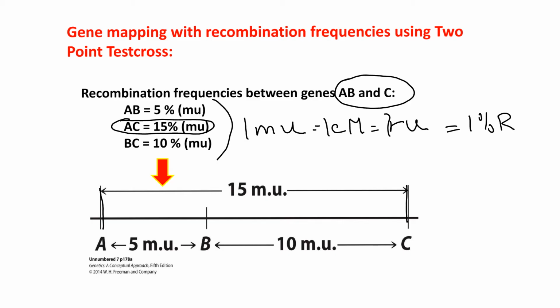Now, since you know that A and C are outside, B must be in between them. And you look at the relative distance between A and B and C, and you see that gene B is 5 map units from A, and it is 10 map units from C. So because it's 5 and 10, it has to be in between gene A and C, and it's right here. So gene A and B are 5 map units apart, and B and C 10 map units apart.